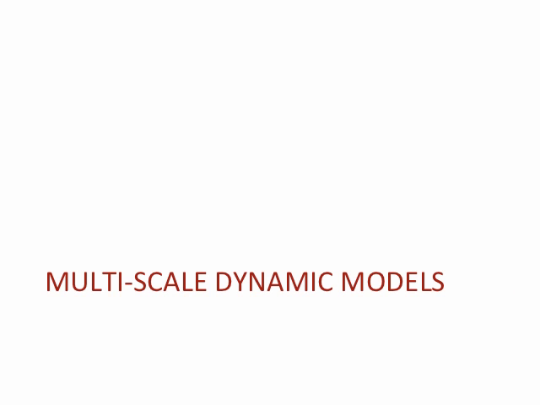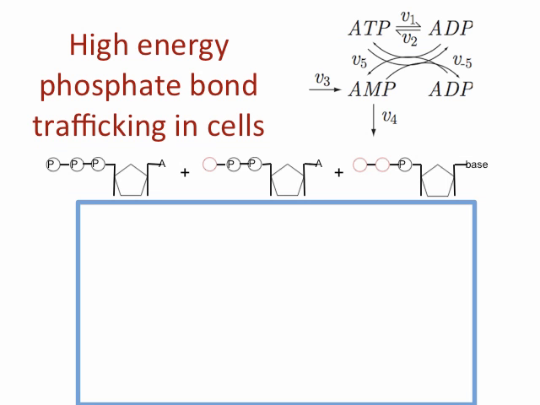The next topic I wish to discuss is the multi-scale nature of dynamic models of biological networks. And to start this discussion out, I picked this example of the basic structure of high energy bond trafficking inside cells. We all know that ATP carries the high energy phosphate bonds.